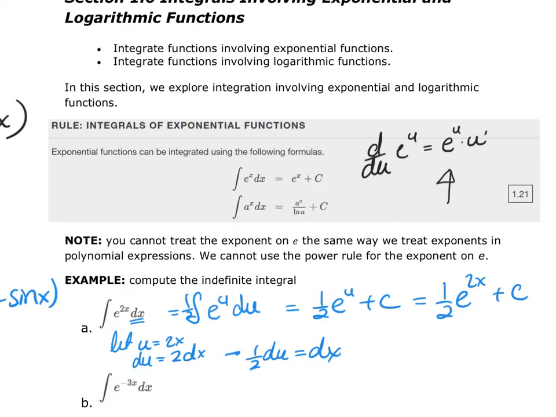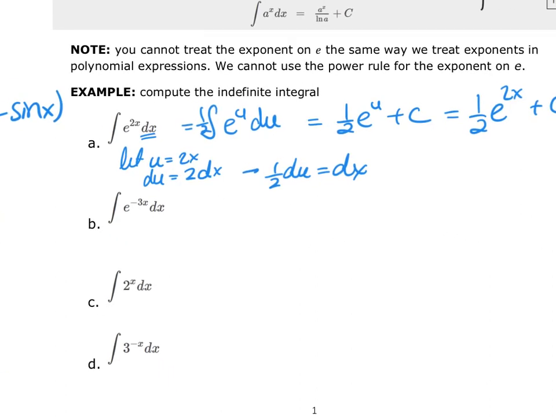So what I'd like you all to do now is to do B, please. Answers are, I realize I need to adjust for the negative, first of all, and I need to adjust for the 3. So when I do the integration of e raised to the negative 3x dx, then I need to adjust, and I get negative 1/3 e to the negative 3x plus c. How was that so far?